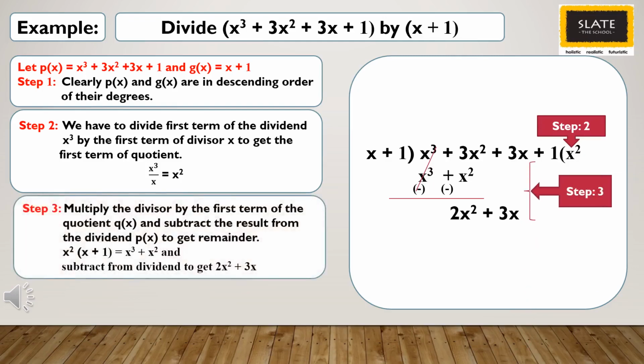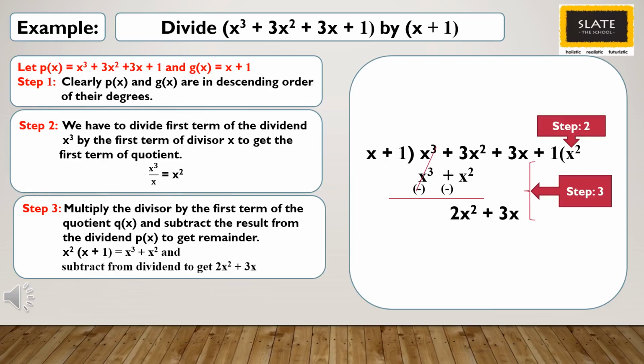Now, multiply the divisor x plus 1 with x square, we get x cube plus x square. Now, subtract this result x cube plus x square from p of x. While we are subtracting, remember we should change the signs of the terms. That is, the positive sign of x cube will become negative and the positive sign of x square will become negative.